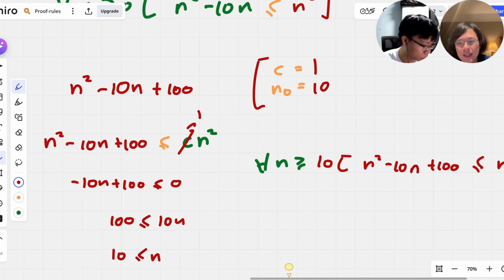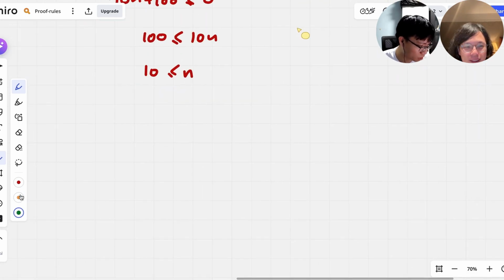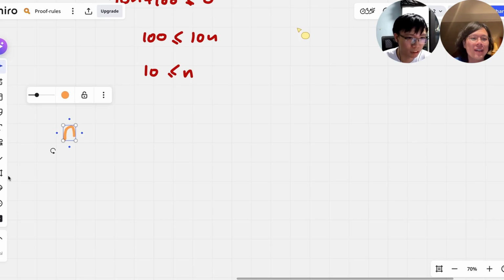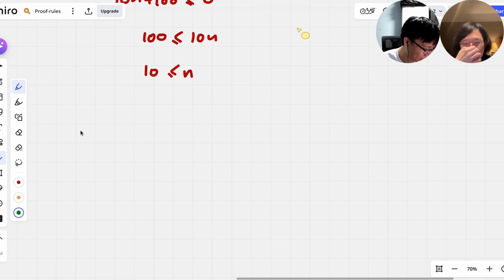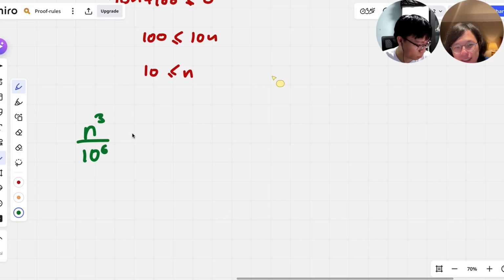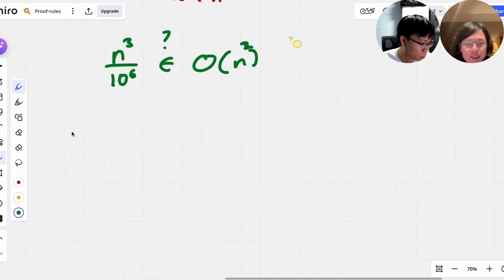Okay, so this is kind of how you use big O. Should we give another example? I guess we should. Maybe something like n cubed. Yeah, you need one of the negative examples. We need a negative example, for sure. So maybe something like n cubed over 10 to the power of 6. Okay, so the question is, is this in O of n squared? Well, we already said it's a negative example, so we obviously know the answer is no.